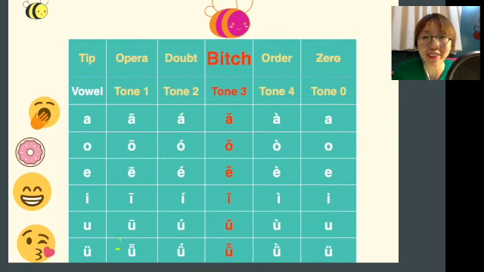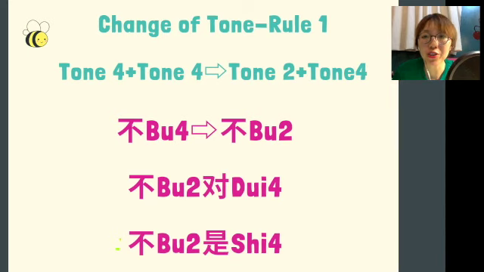Okay, I hope you get it right, especially the bitch tone, tone 3. Next one, change of tone. As I mentioned before, the tone doesn't change often. Usually, 90% the tone just remains the same and the pronunciation remains the same for the most of the time. But there are always exceptions. Like there are always bitches, right? But it is for the convenience of speech, not just a change randomly for nothing.